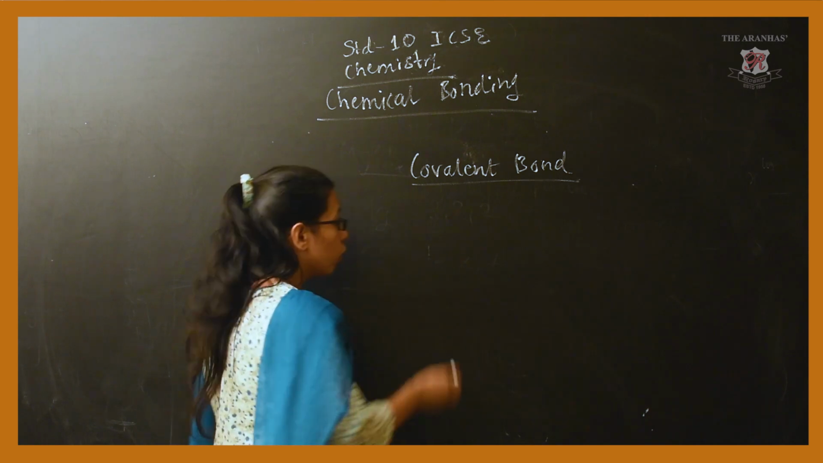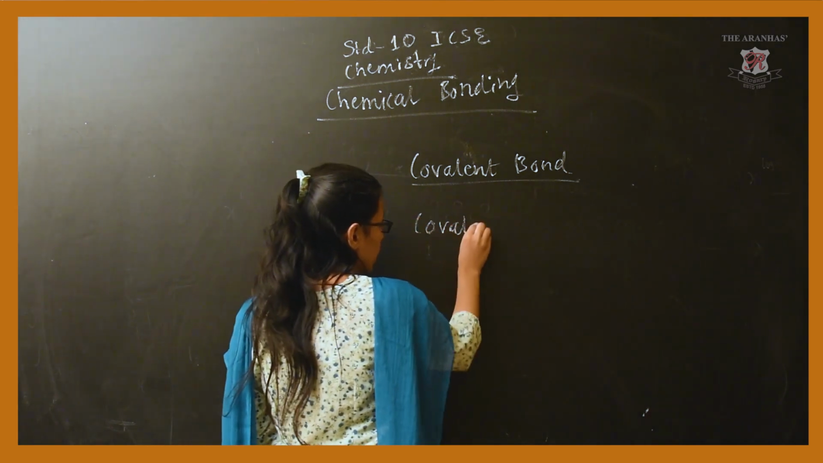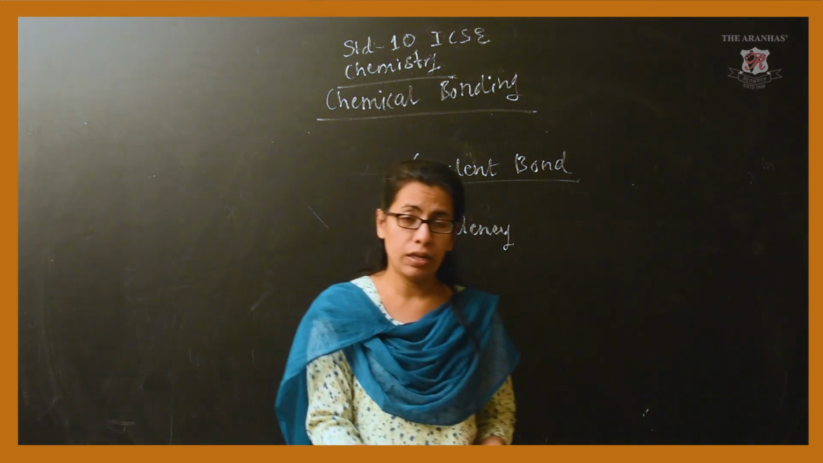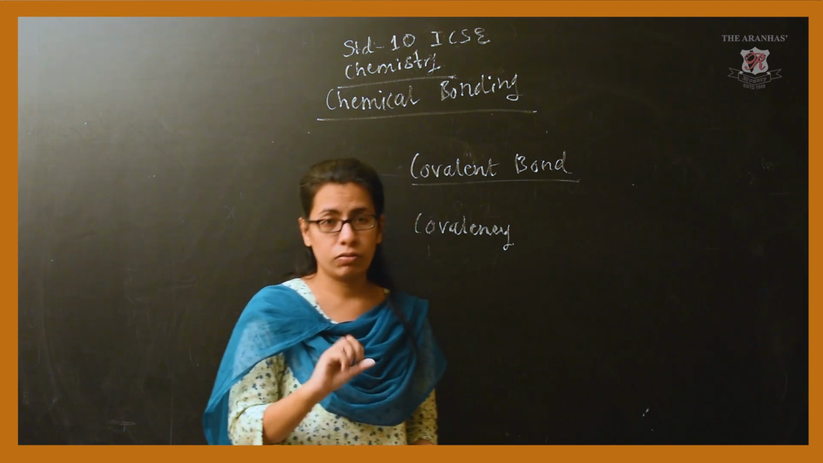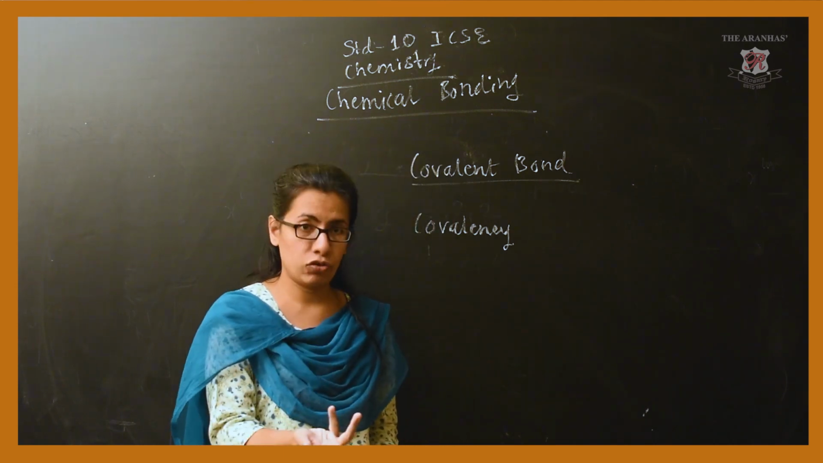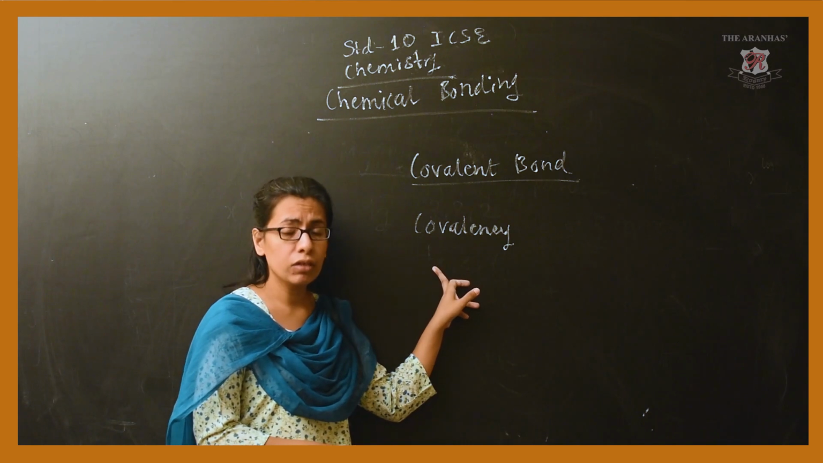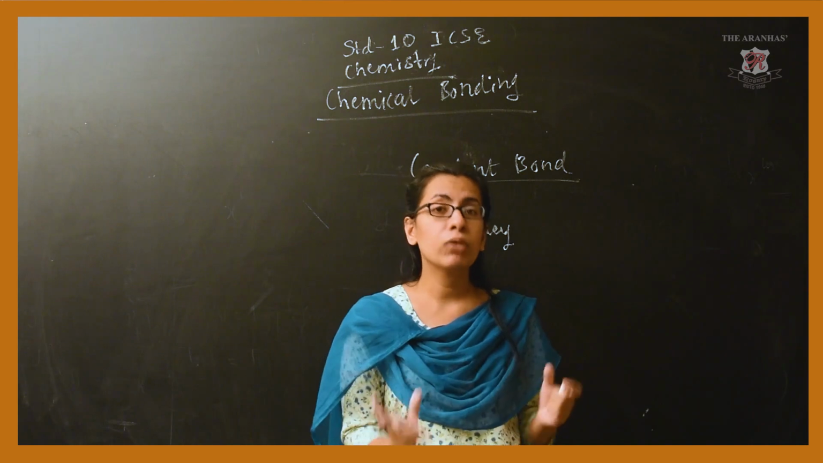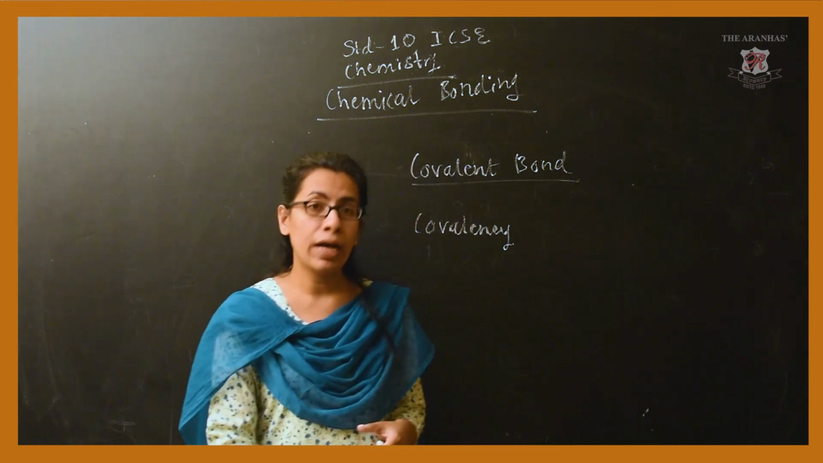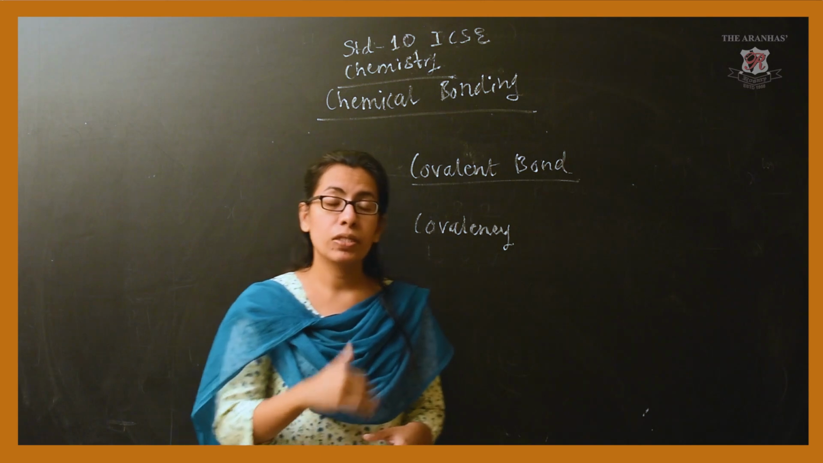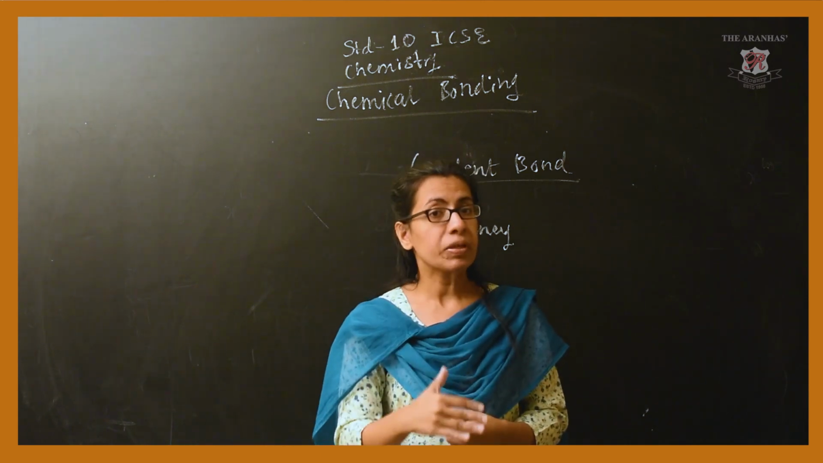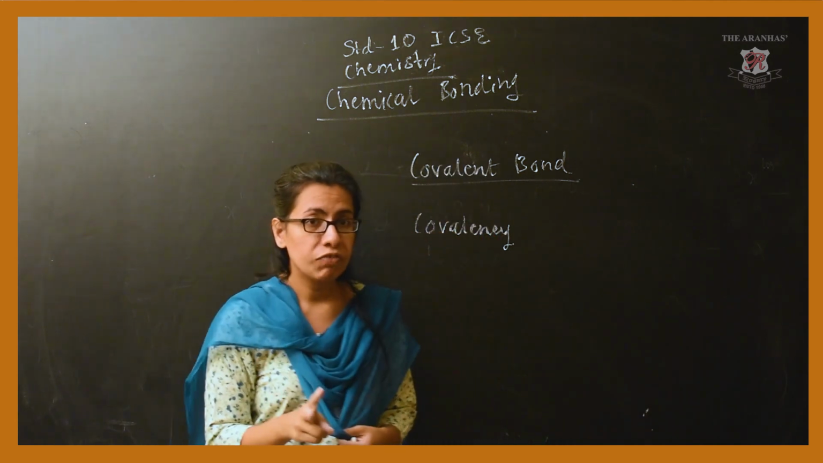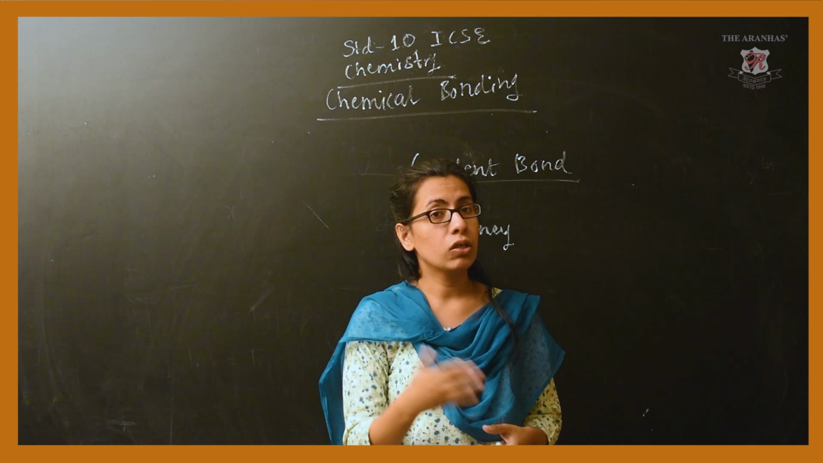Now let's see the meaning of one more term, which is called covalency. As we discussed in the last topic, electrovalency is related to the transfer of electrons. And here, what is the meaning of covalency? It is nothing but the number of electron pairs which are shared between the two atoms. That is the covalency. In the same way, we discussed electrovalency for the previous topic, which is the ionic bond. Fine. Now two definitions are clear, the covalent bond as well as the covalency.